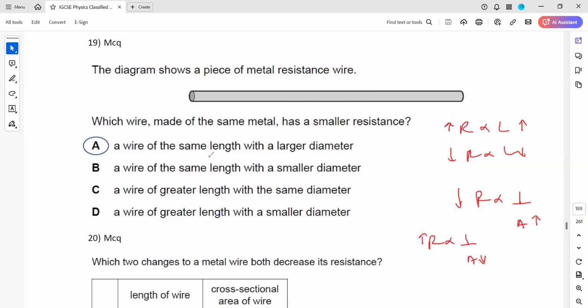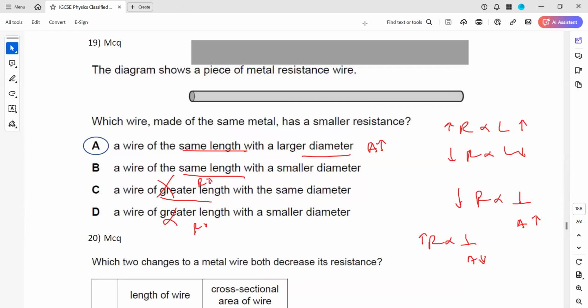So if you use the same length, because if you use a greater length, resistance will increase. So C and D cannot be an answer. If you use the same length and we increase the area, so a large cross-sectional area, as a result, it will have a low resistance. So if we want to reduce the resistance of this wire, what we should do is use a large area with the same length, so we should use a large cross-sectional area which reduces the resistance.